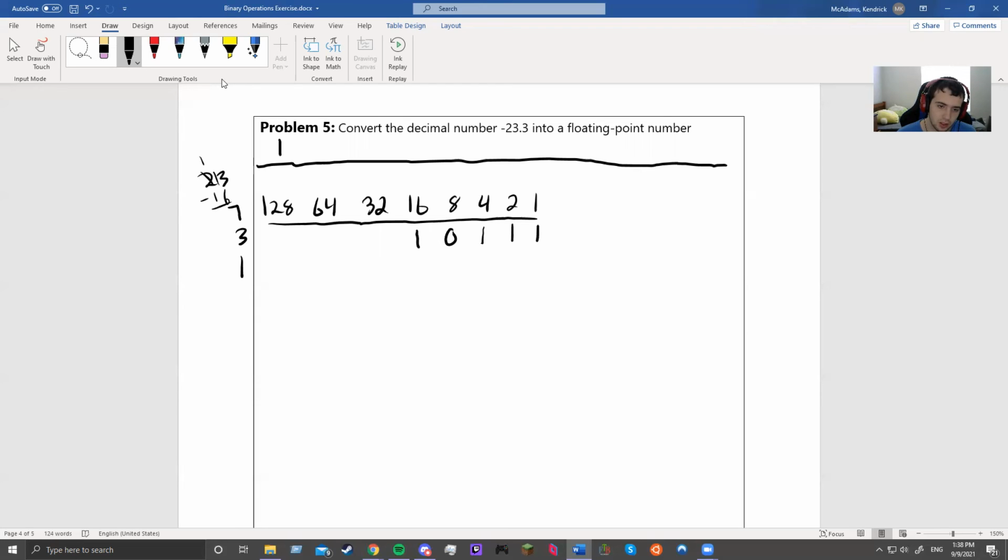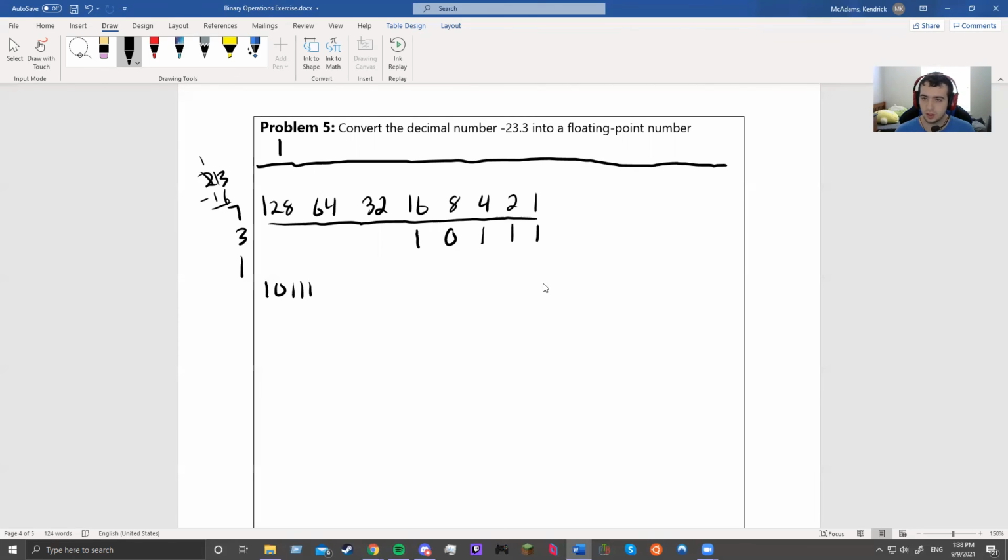So we're going to put it down here for later. 1 0 1 1 1. And now it's time to get the decimal portion into binary. So we're going to do exactly what we did last time. Since it's base 2, we're going to multiply it by 2, and we're going to save the 1s and the 0s, and that's going to be how we get the final binary. So let's start that right now.